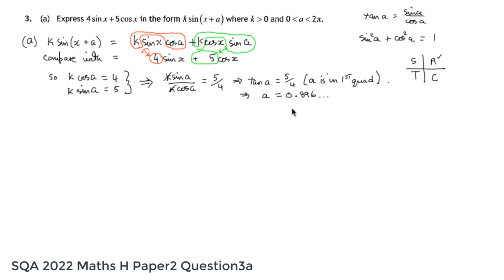So that's A. How do we find K? Well, we have recourse to this second formula. We'll square both of these. If we square the left-hand side of the first equation, we get K squared cos squared A. And we'll add the second equation, left-hand side squared, K squared sine squared A. So this squared plus this squared must be the same as 4 squared plus 5 squared.